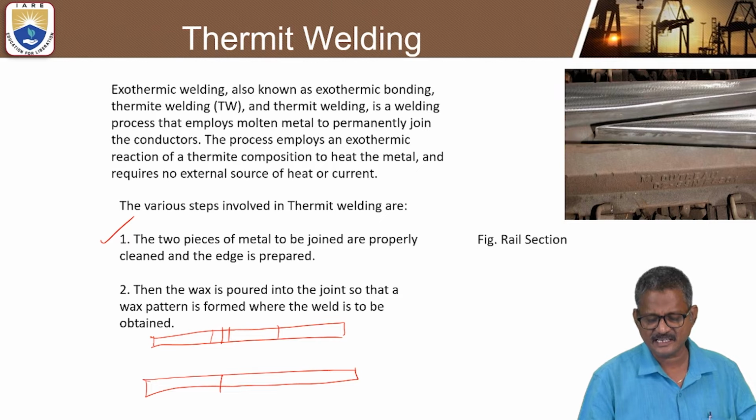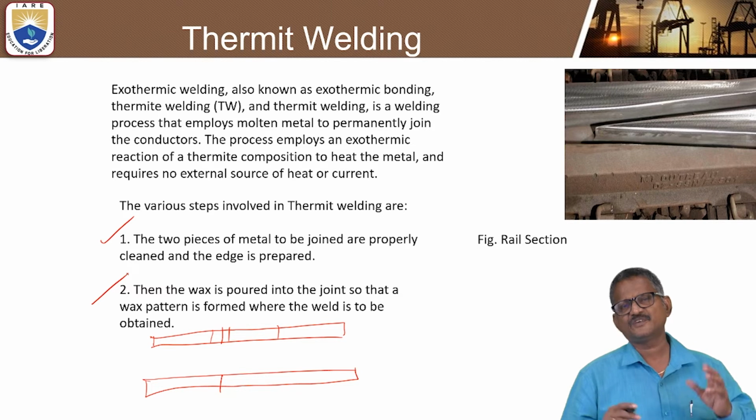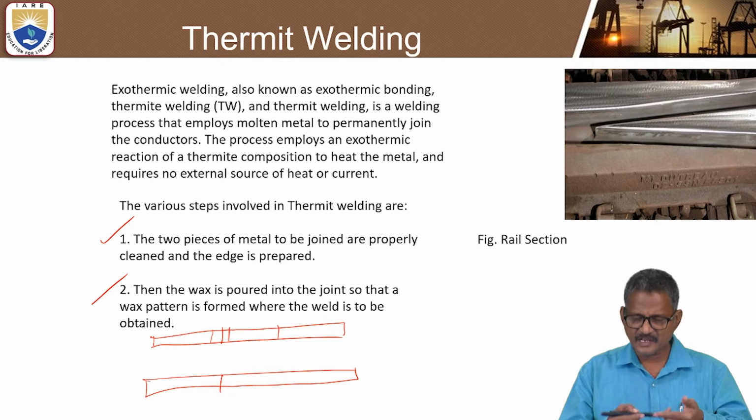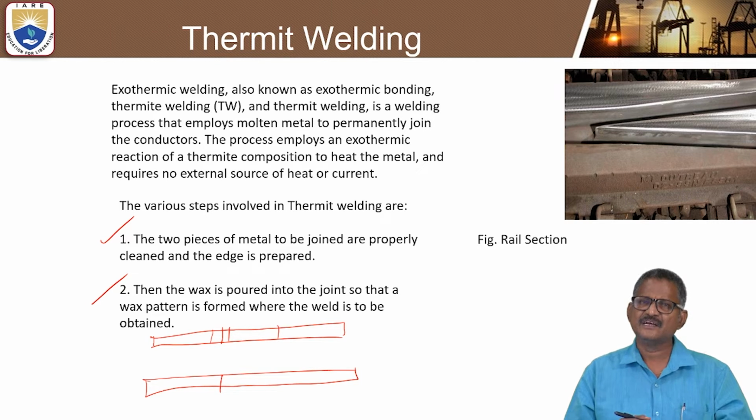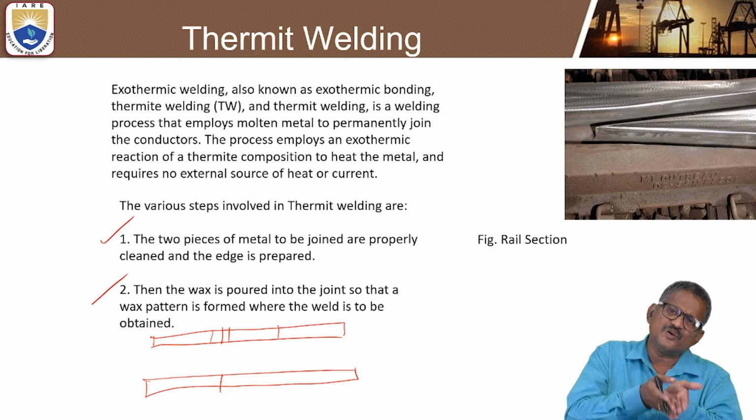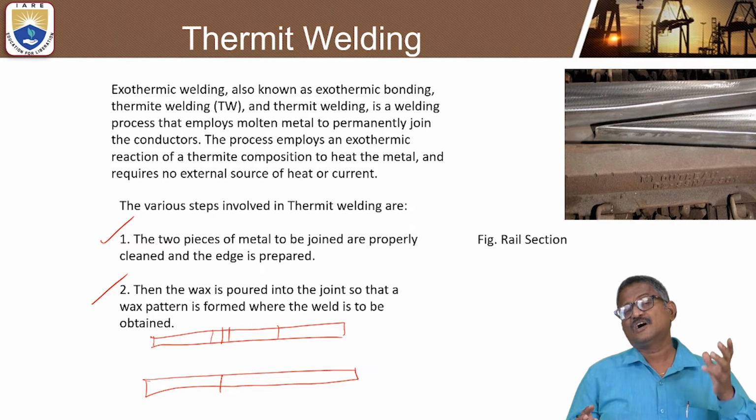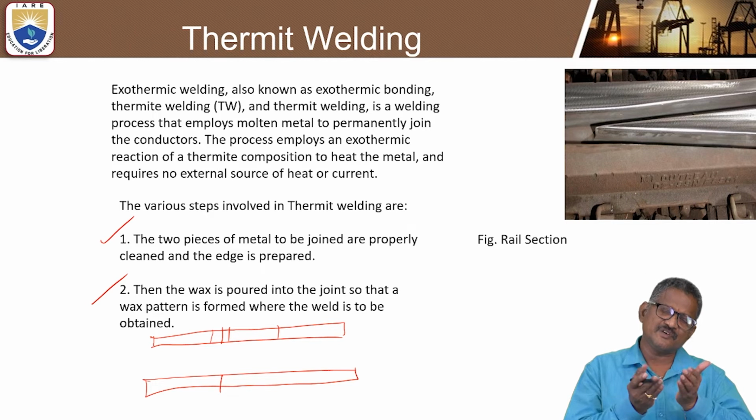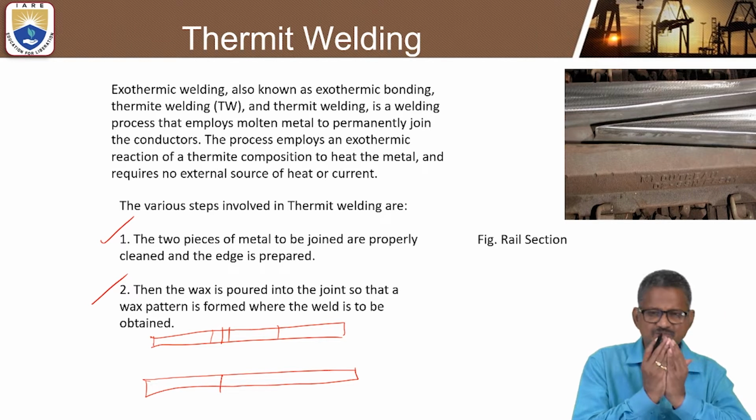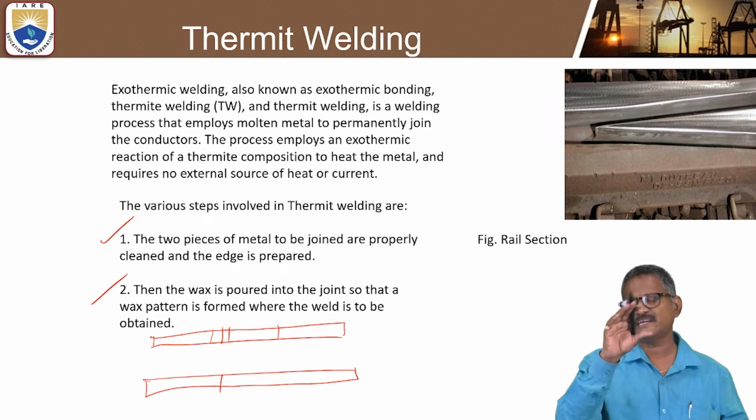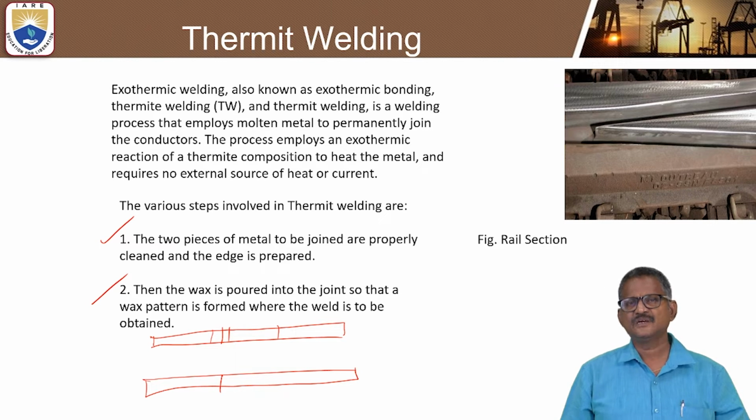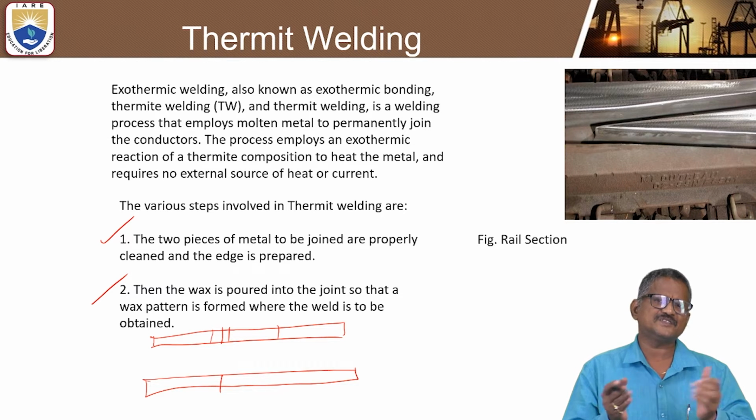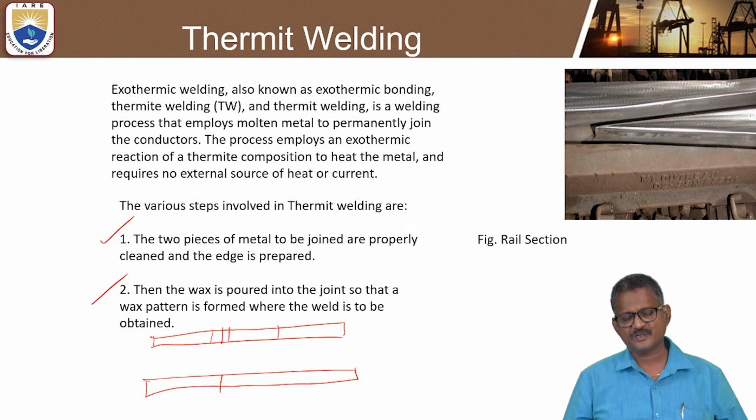So this is the second important point. The first point is that the two pieces of metal to be joined are properly cleaned and the edge is prepared. Then the wax is poured, especially as in the Ganesh idols, how they prepare the Ganesh idol in each home. That is where you can pour the molten metal through mold making and that type of process. Okay, and the wax is poured into the joint so that the wax pattern is formed where the weld is to be obtained effectively.